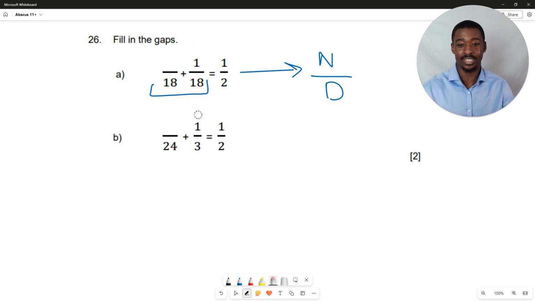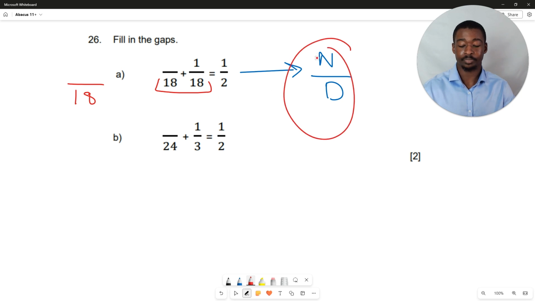It's not going to turn into 36. That's not how fractions work. It will stay as 18. So we have something over 18. But now we go back to what we said over here.